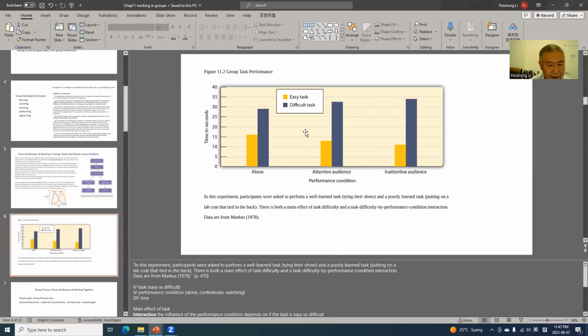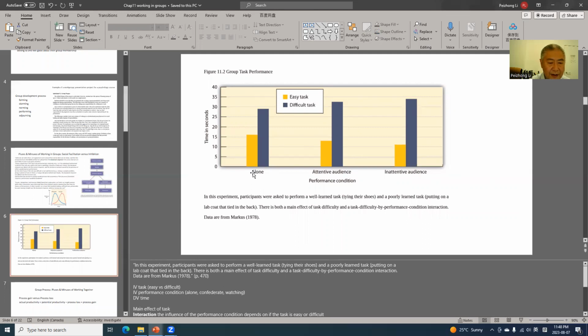This is an interesting study about social facilitation versus social inhibition. This study was done by Marcus in 1978. That was a long time ago. The researchers asked the subjects to do an easy task or a difficult task.